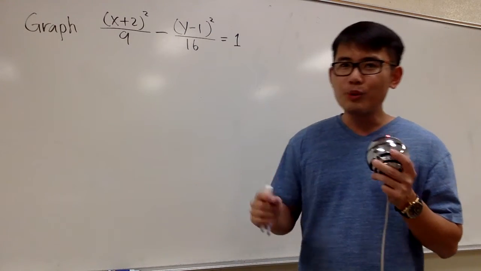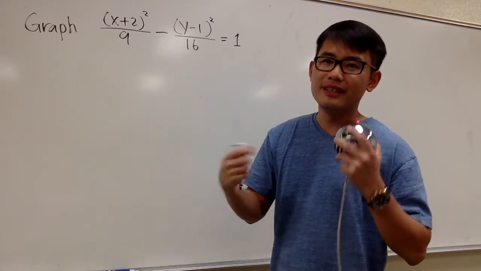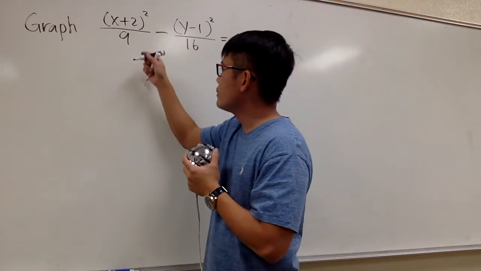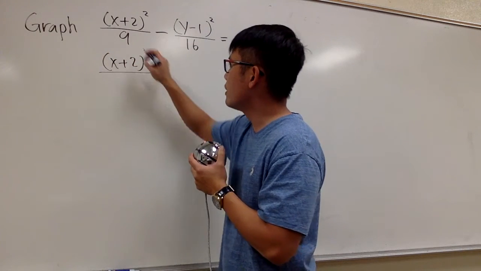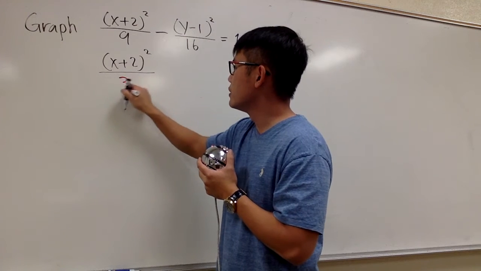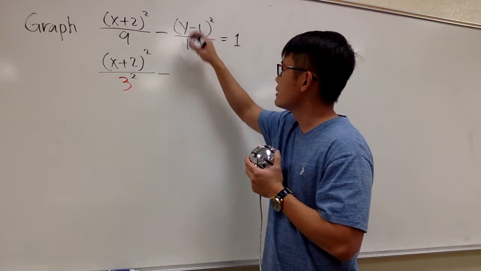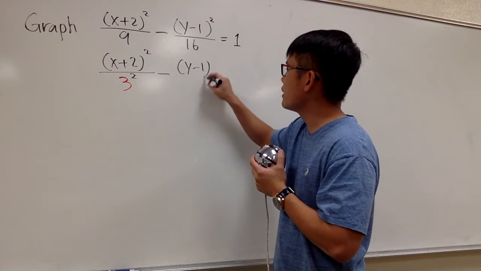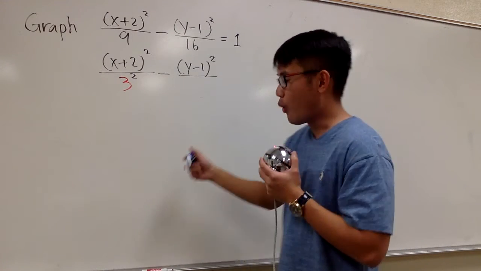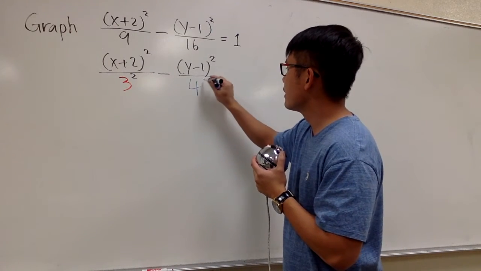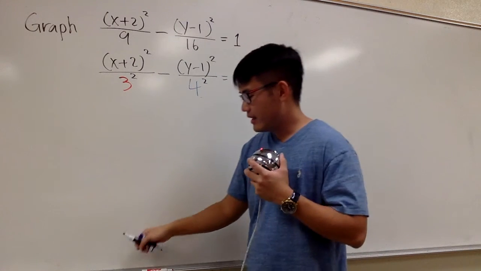And the reason I said this is almost in the standard form is because we have to look at these two numbers as something to a second power, right? So for the first one, we are going to rewrite it as x plus 2 squared over, for the 9, I will put that down as 3 squared. And then we are going to subtract. For the second term, we have y minus 1 squared over, for the 16, it will be what? 4 squared. And then this is equal to the 1 that we need, which it is. That's great.